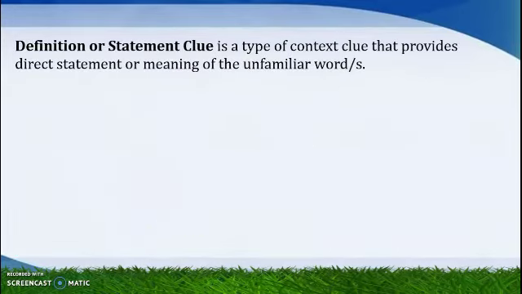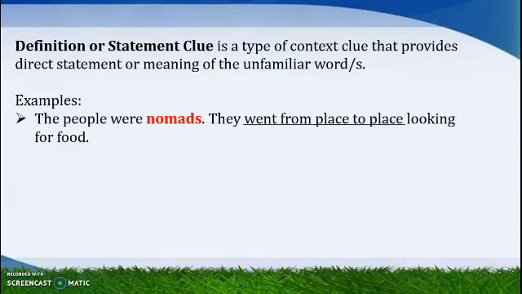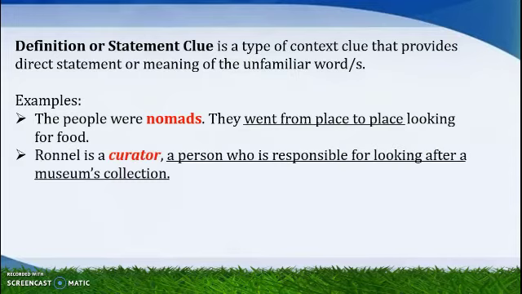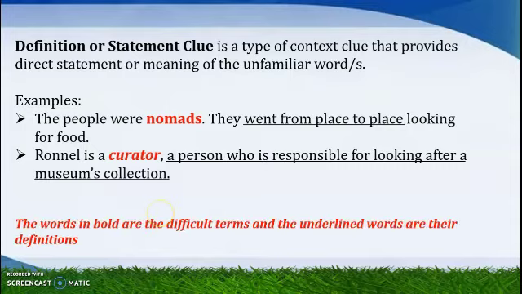We have another kind of context clue, the definition or statement clue. It is a type of context clue that provides a direct statement or meaning of the unfamiliar word or words. For example, the people were nomads. They went from place to place looking for food. Ronald is a curator, a person who is responsible for looking after a museum collection.